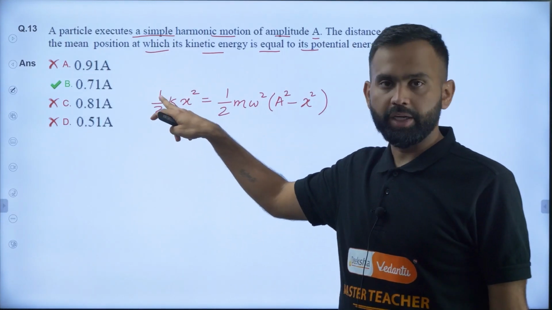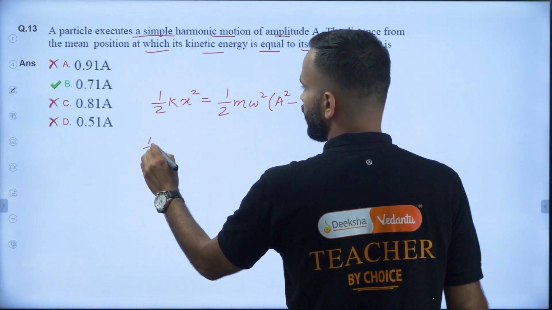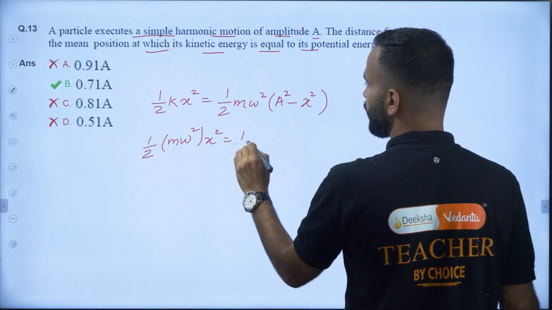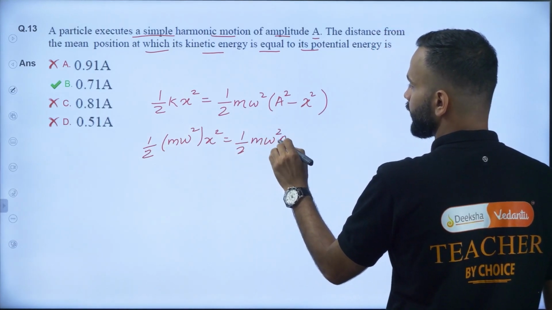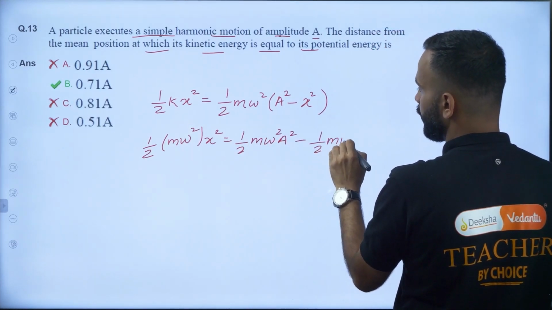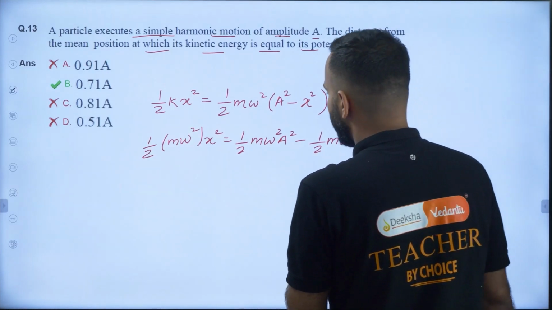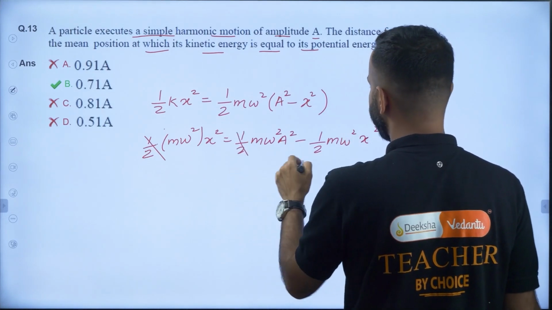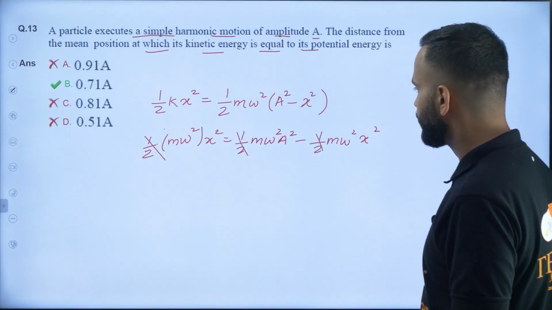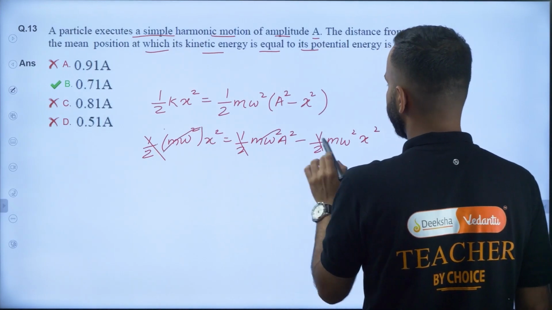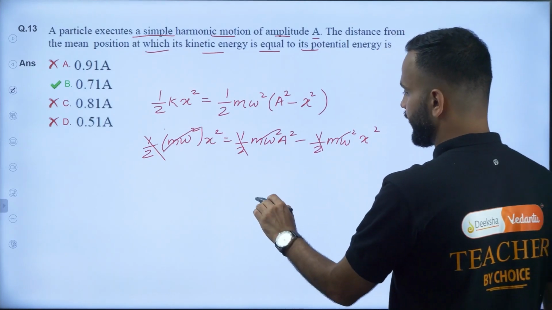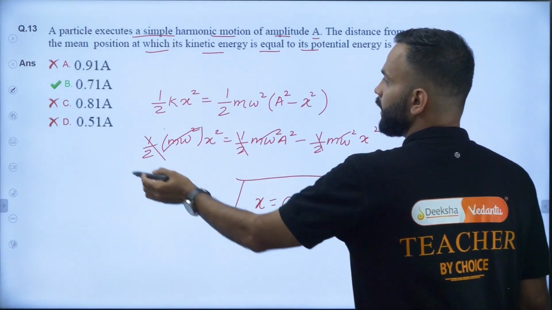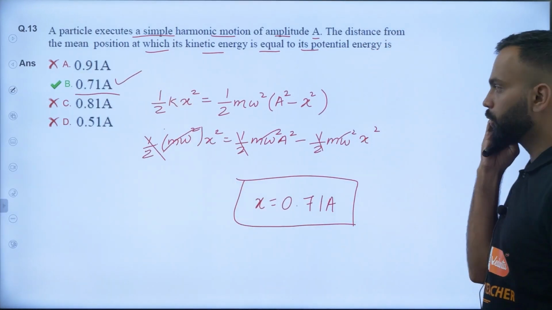Here k is the spring constant, so k is m into omega square. Then half m omega square x square is equal to half m omega square a square minus half m omega square x square. Half and half will get cancelled, then m omega square will get cancelled. Now solve this, you will get x equal to 0.71 a, where a is the amplitude. The correct option is B. Understood?